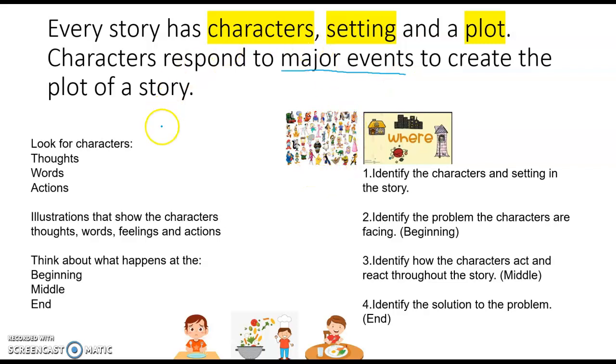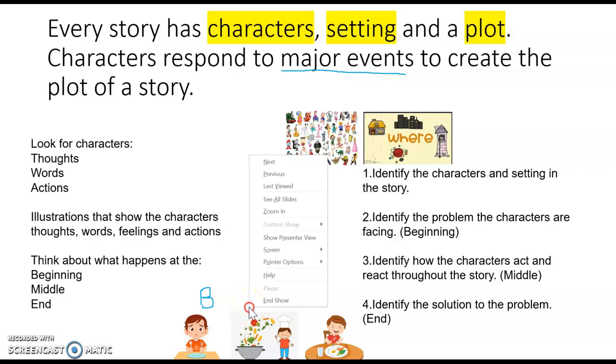So I see that this little boy looks very hungry. That sounds like a problem. This probably happened at the beginning of the story. It looks like he responded to his problem by cooking. This creates the plot, so this happens throughout the middle of the story. Now at the end, he's eating. His problem is solved.